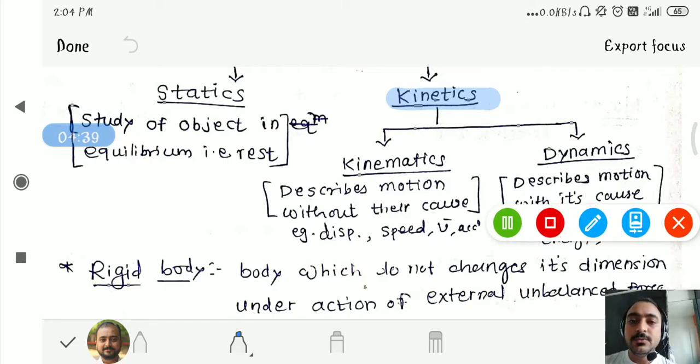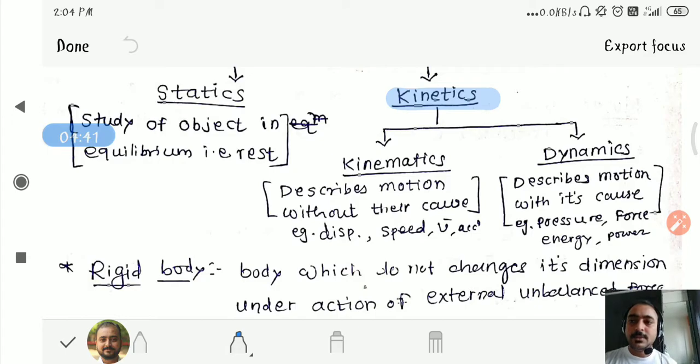So we are going to study the dynamics of a particular motion. Here again we have to study one more important concept, that is called rigid body. So what do you mean by rigid body? A rigid body is a body which does not change its dimension under the action of external unbalanced force.